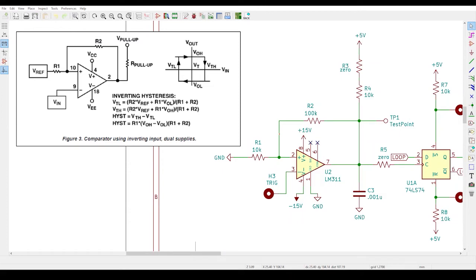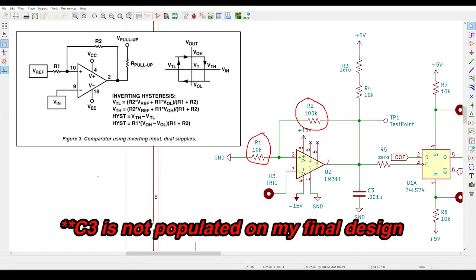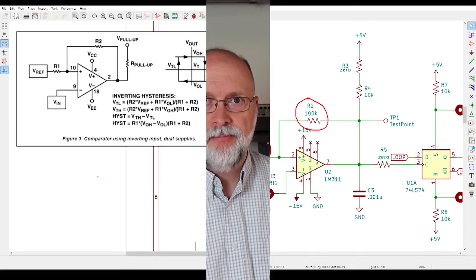The solution was simple: add positive feedback to make the comparator into a Schmitt trigger. That's achieved by resistors R1 and R2. I chose these values to give approximately 450 millivolts of hysteresis, which is more than enough to prevent the LM311 from triggering multiple times on each zero crossing.